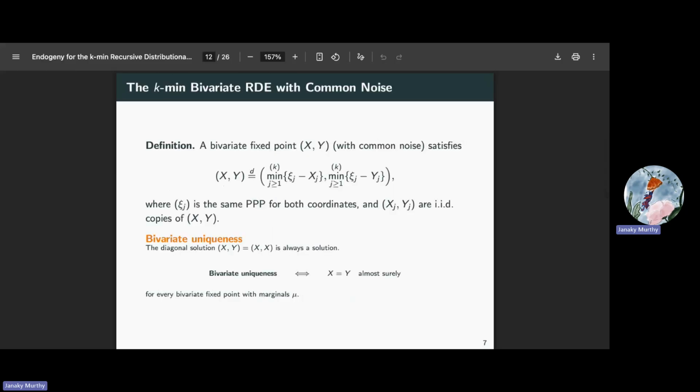Now, instead of proving endogeny directly, we use the Aldous-Bandyopadhyay condition known as bivariate uniqueness. So consider the bivariate version of the recursive distribution. We take two copies x and y driven by the k-min RDE. So you can see that each coordinate is the kth minimum of the adjusted costs psi j minus xj and psi j minus yj. But the important point to note is that the driving noise psi j is common for both the distributional equations.